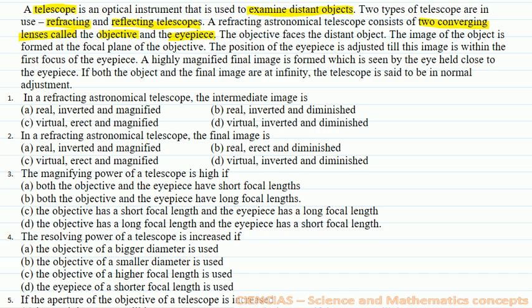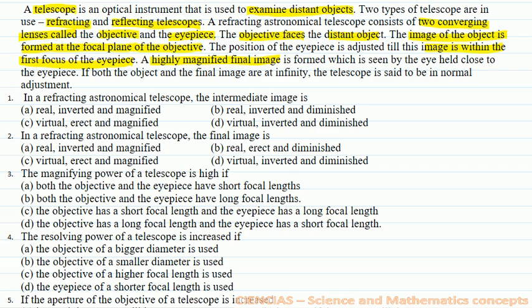The objective faces the distant object. The image of the object is formed at the focal plane of the objective. The position of eyepiece is adjusted till the image is within its first focus of the eyepiece. A highly magnified final image is formed which is seen by the eye held close to the eyepiece.